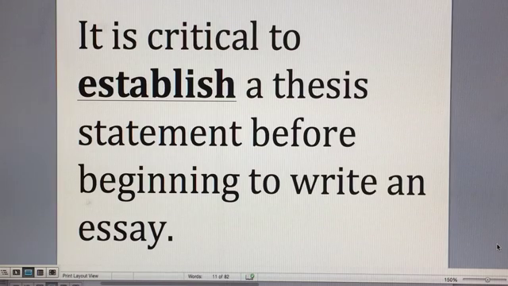Hello, this is Maestro X, and I'm going to go over the Level 1 Academic Word of the Day, establish, for Week 1, Quarter 4. Let's take a look at the flashcard.